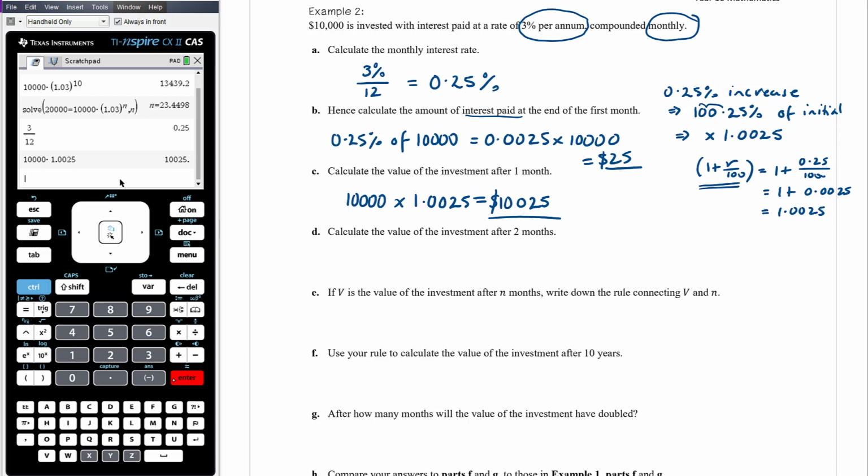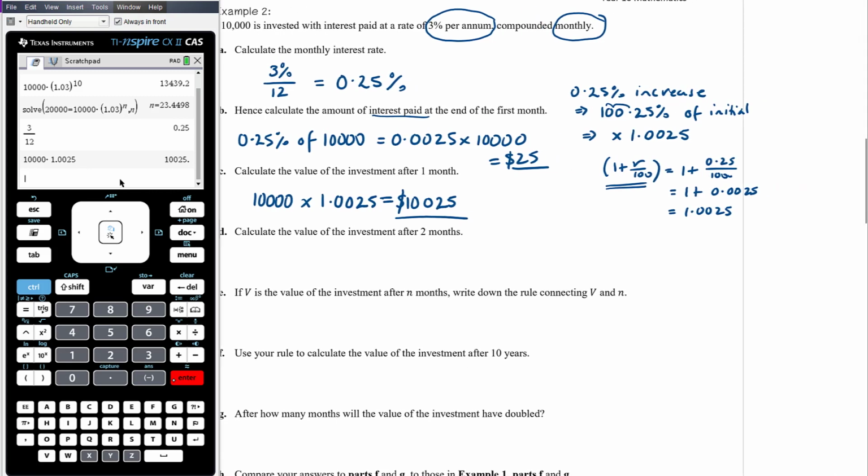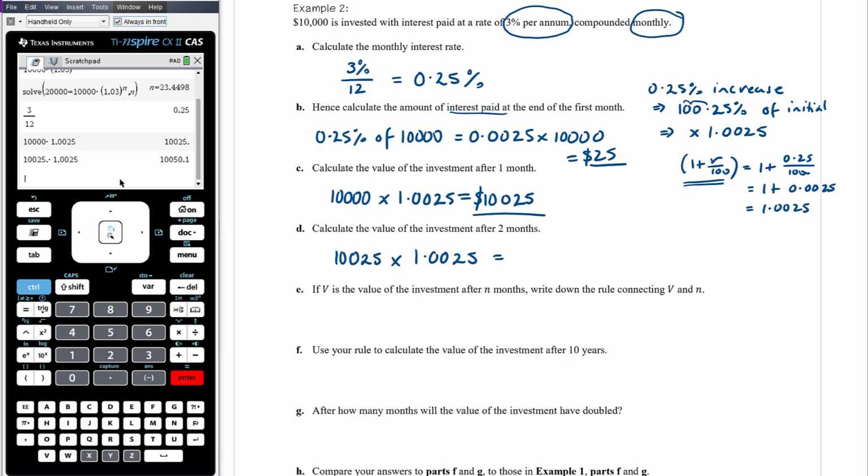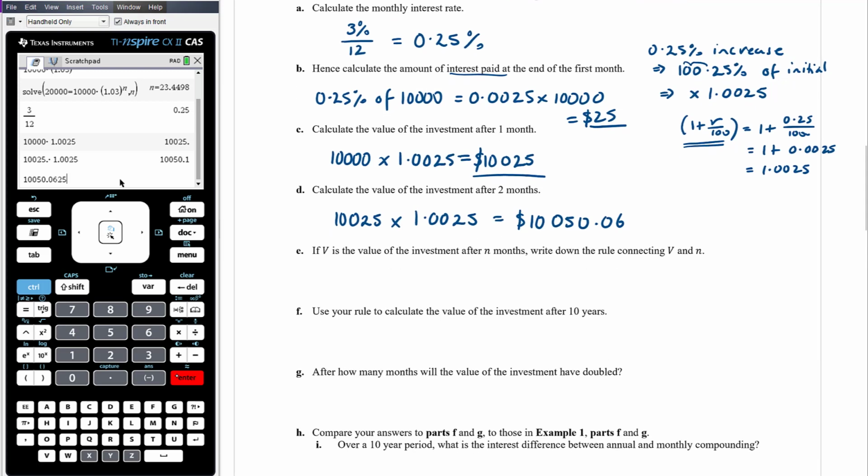Calculate the value of the investment after 2 months. So now we're going to take our $10,025 and again increase that by 0.25%. So multiply it by 1.0025. And again, let's just check that rounding. So scroll up. Yep, okay. So we've got $10,050.06. If V is the value of the investment after n months, write down the rule connecting V and n.